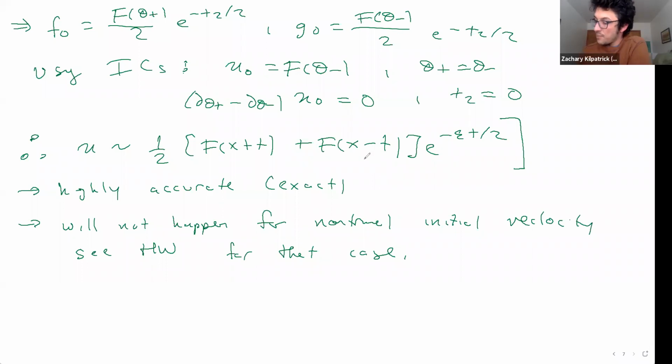So similar looking to D'Alembert's solution, except that now we have this slow exponential decay due to the damping term that's been included. Okay. All right.